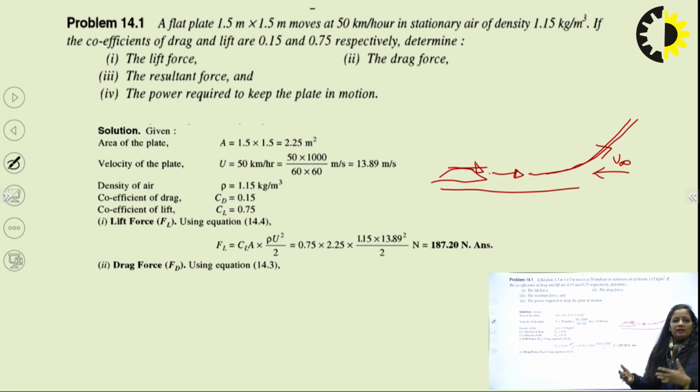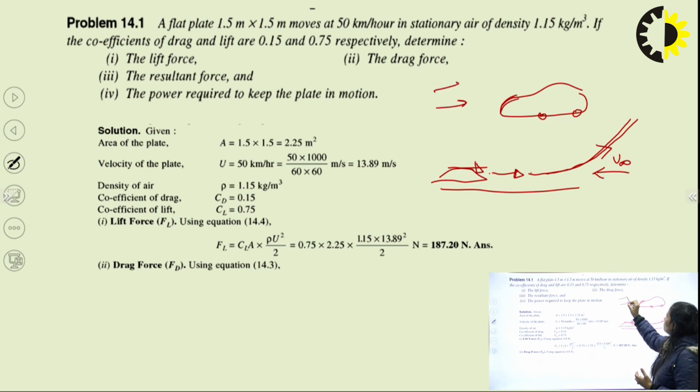Whenever the automobile industry designs cars, different vehicles, let us suppose this is a car. They design this particular area in such a way that whatever flow is coming in this direction goes in very smoothly, so that there is a minimum amount of drag force, and that particular vehicle provides more power with less consumption of energy, less consumption of fuel.